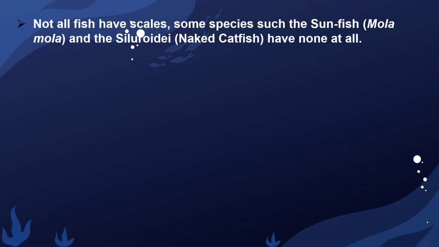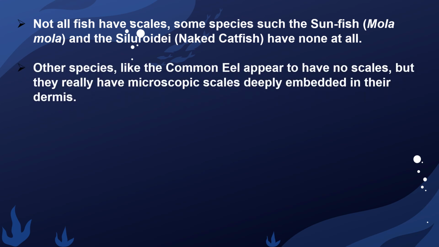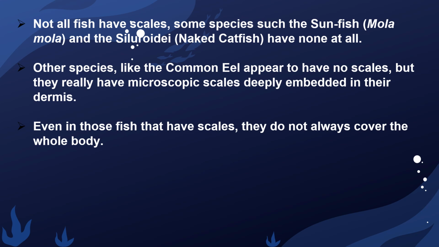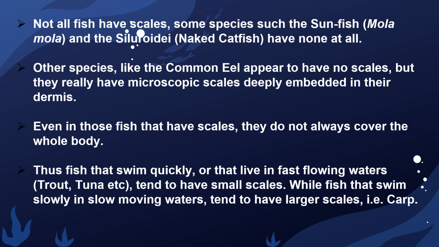Not all fish have scales. Some species, such as the sunfish and the Siluroidae, have none at all. Other species, like the common eel, appear to have no scales at all, but they really have microscopic scales deeply embedded in their dermis. Even in those fish that have scales, they do not always cover the whole body. Fish that swim quickly or that live in fast-flowing waters like trouts and tunas tend to have small scales, while fish that swim slowly in moving waters tend to have larger scales like carps.